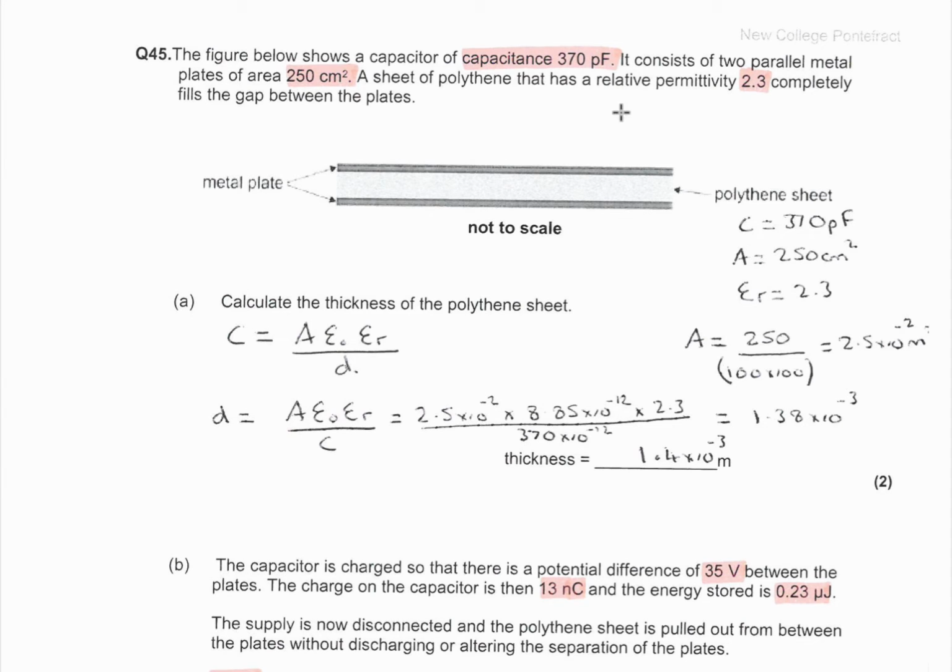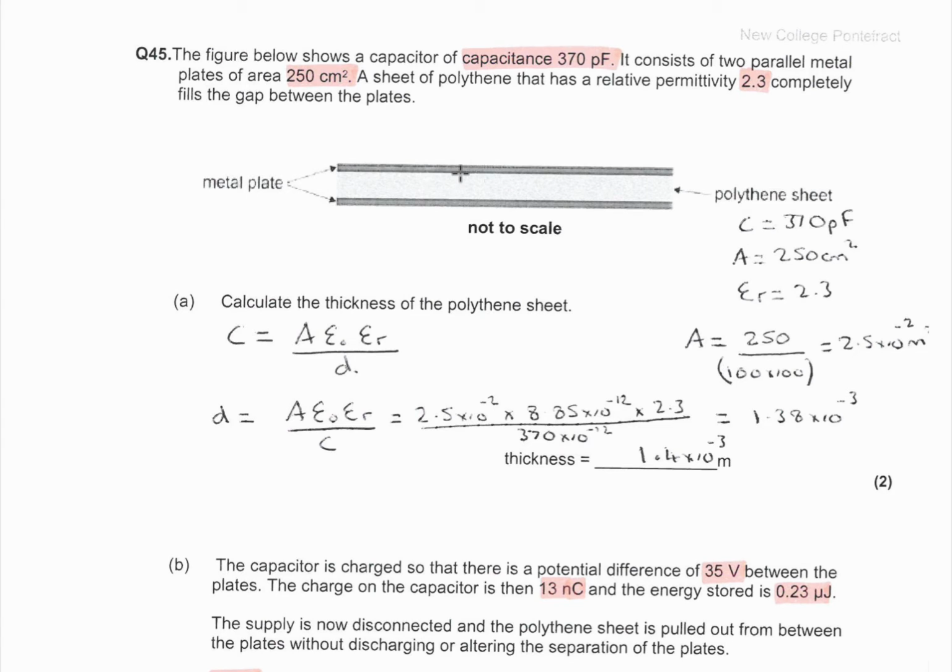This capacitor is made up of two parallel metal plates, and the area of these metal plates is 250 centimeters squared. And between these plates is a sheet of polythene that has a relative permittivity of 2.3, and it completely fills all of the gap between these plates. And what we want to do is calculate the thickness of the polythene sheet.